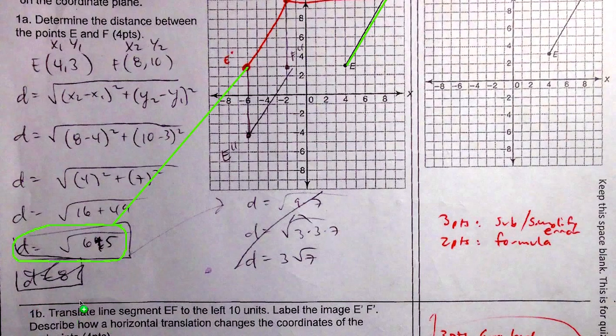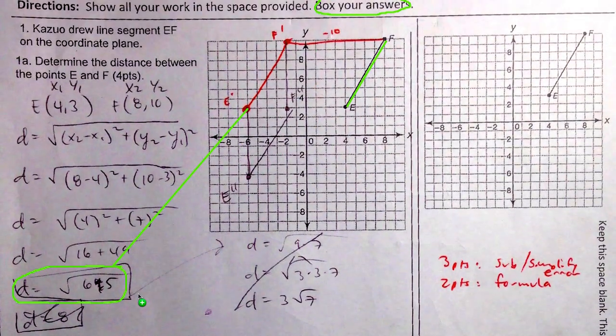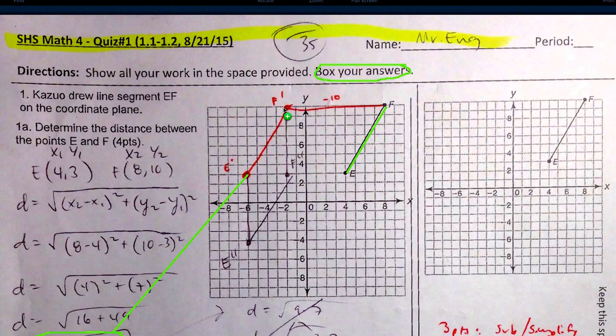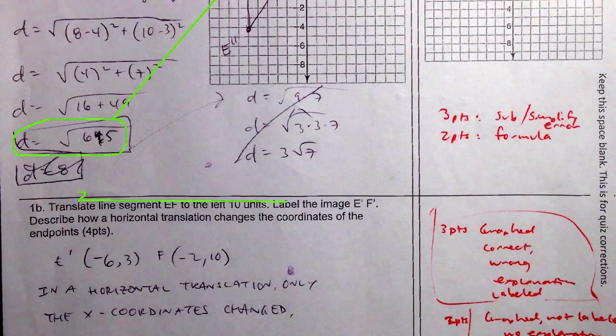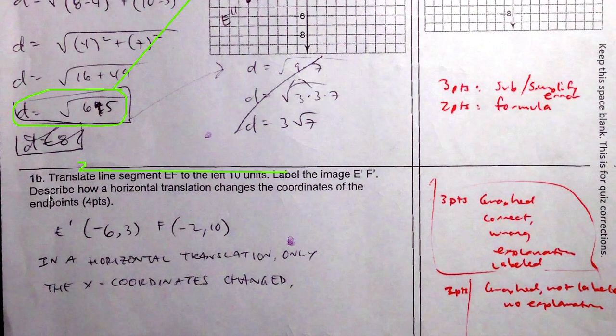Essentially, here's my explanation of grading the problem. If you translated the points correctly to these E prime and F prime, I gave you 2 points. If you labeled it correctly, meaning you put the primes there, I gave you 1 point. And if you described here, I give you 1 point. And if you just attempted the problem and you're wrong, I give you 1 point total.